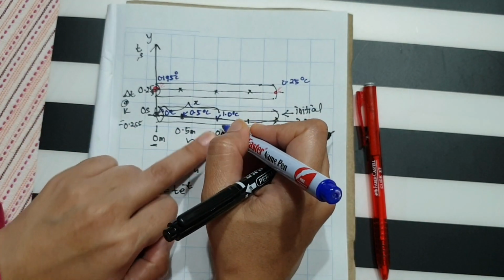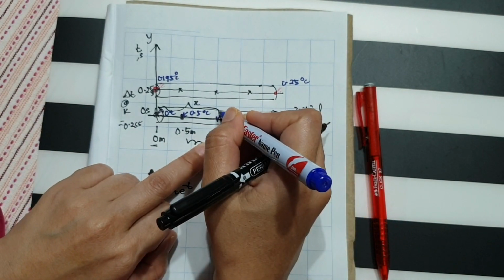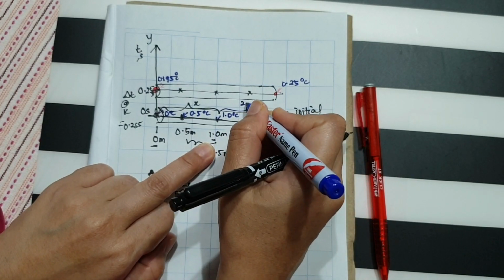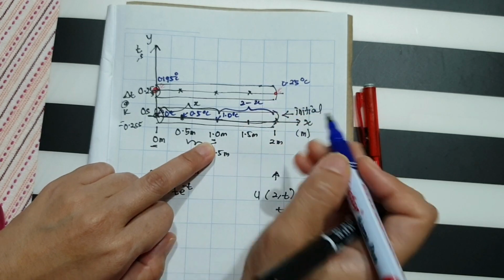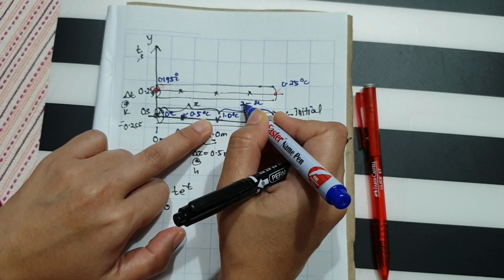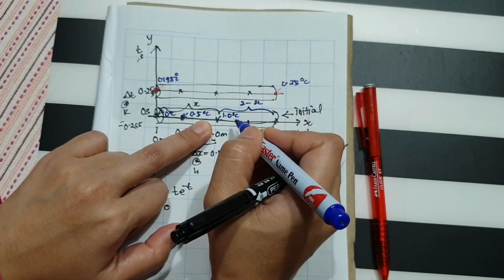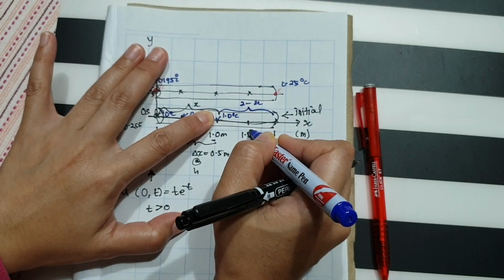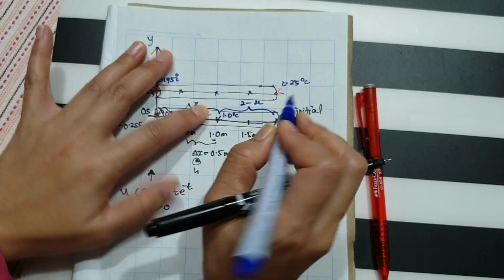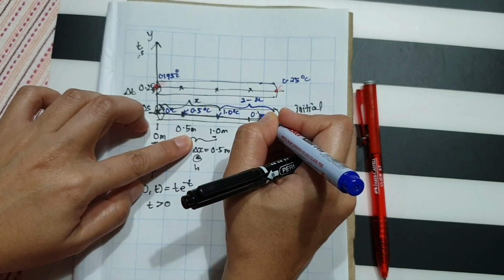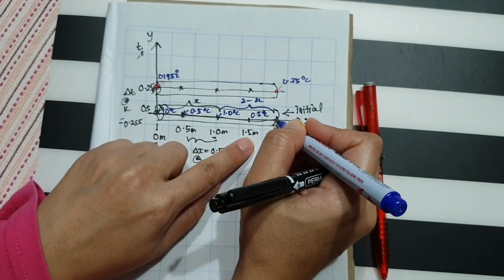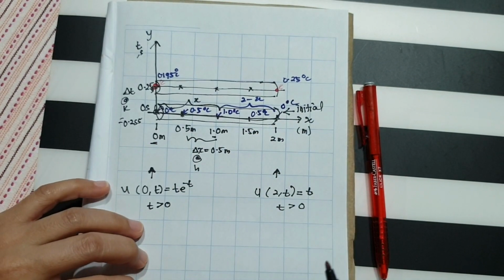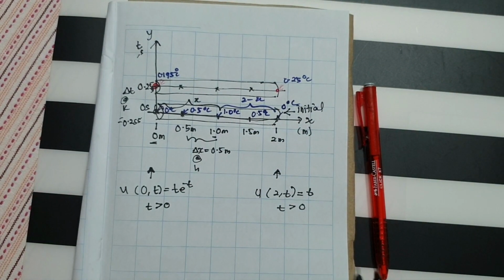The second condition given by the question represents the value of heat for x between 1 to 2. So this is x1, this is x2. The second initial condition is given by 2 minus x. To find the value over here, you have to use this 2 minus x formula. Here 2 minus x is equal to 1. Over here 2 minus 1.5 is equal to 0.5. And at the last point, 2 minus 2 is equal to 0 degrees Celsius. Right, now your diagram is almost complete.